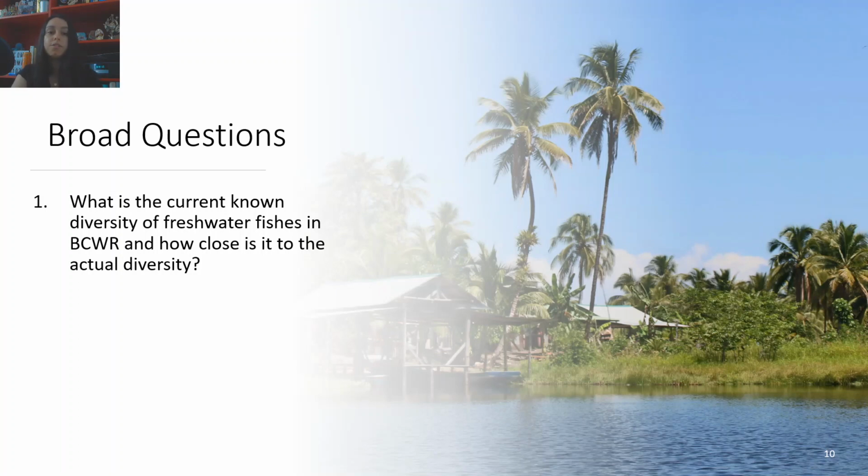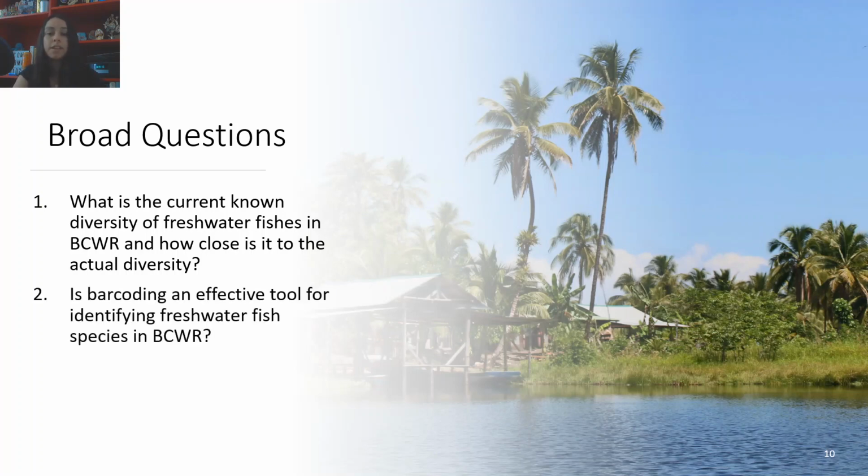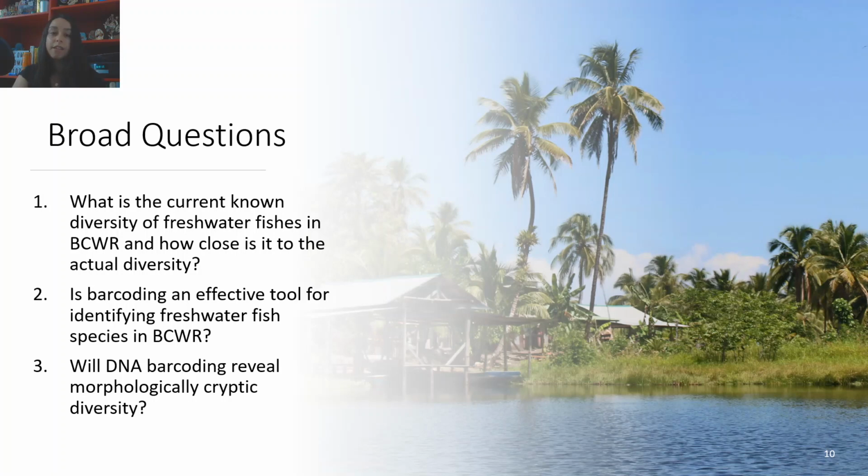First, we wanted to try and determine what the current known diversity of freshwater fishes in Barra de Colorado is and how close it is to the actual diversity. Second, we wanted to determine if DNA barcoding is an effective tool for identifying freshwater fish species in Barra de Colorado. And finally, we wanted to assess if DNA barcoding could reveal morphologically cryptic diversity not currently understood using morphological identification techniques.